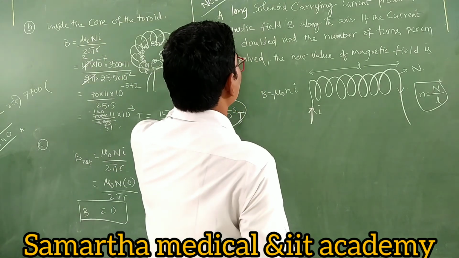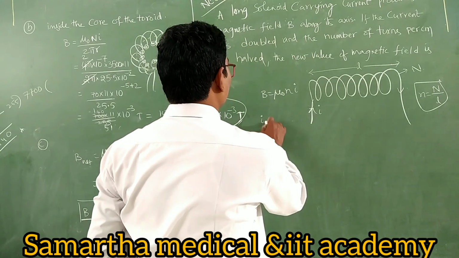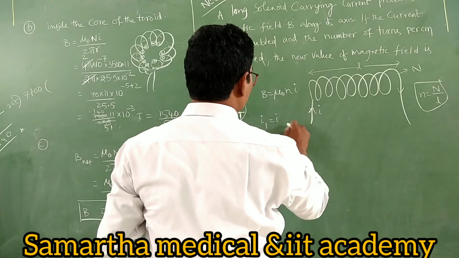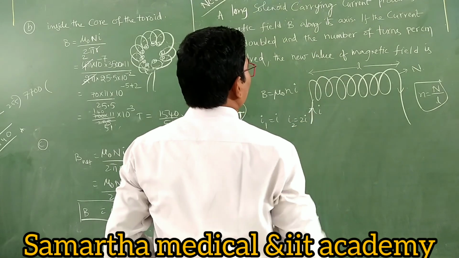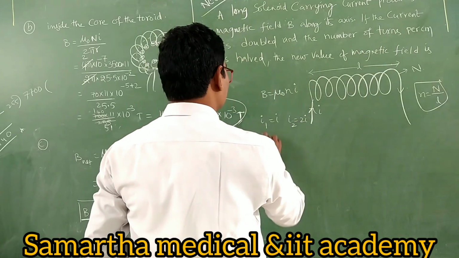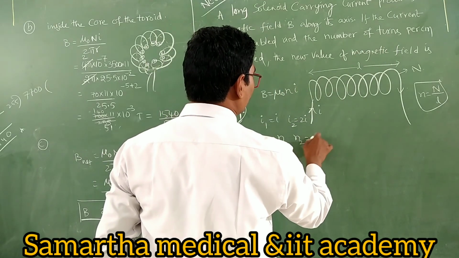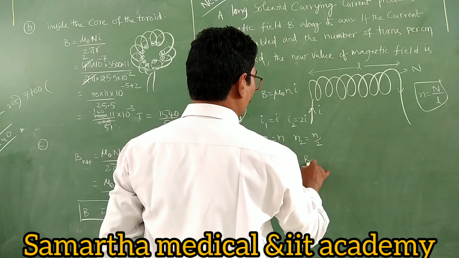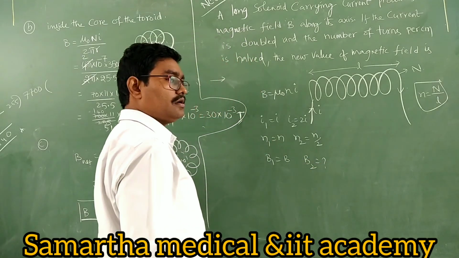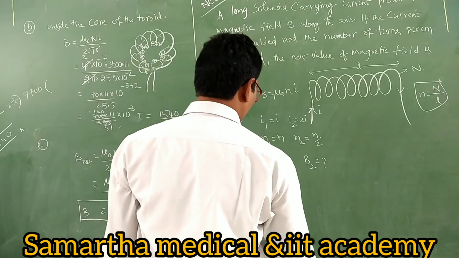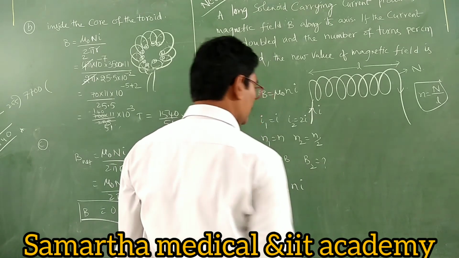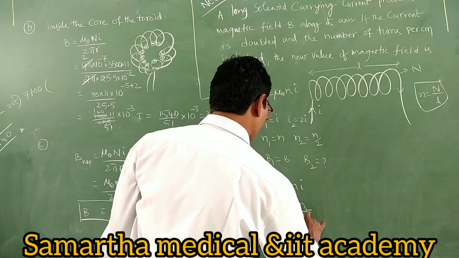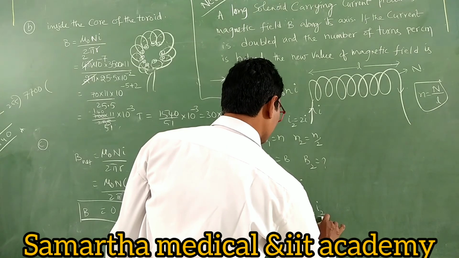Now what they are asking is a comparison case. The current in the first case is I1 equal to I. If the current is doubled, then I2 is equal to 2I. Next, number of turns per centimeter is halved, so N1 is equal to N, N2 is equal to N by 2. Earlier the magnetic field is B. Now they are asking what is B2. What is the formula? B is directly proportional to N i. So B2 by B1 is equal to N2 by N1 into I2 by I1.